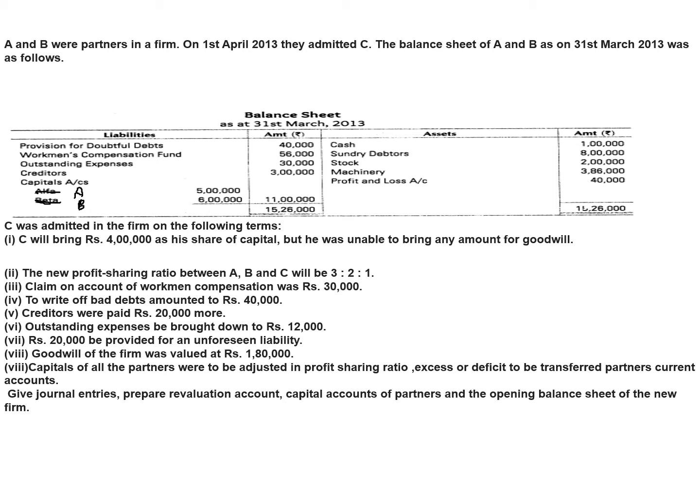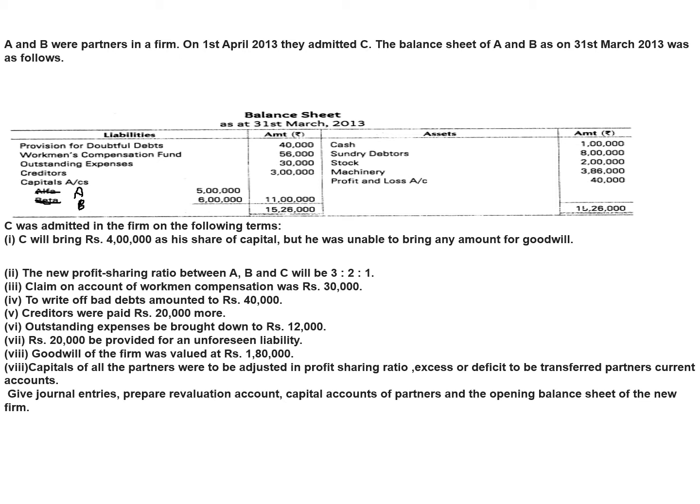Then outstanding expenses be brought down to 12,000. On the liability side, outstanding expenses are 30,000. It is to be brought down to 12,000. It means it has decreased by 18,000. When a liability is decreased, outstanding expenses account debit to revaluation with 18,000.